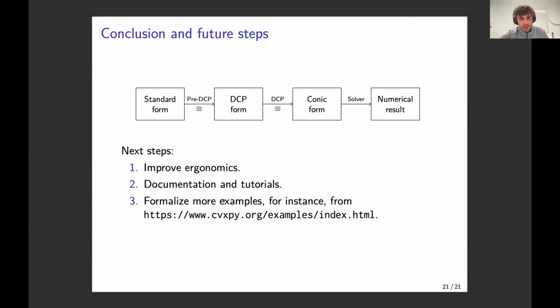Then, of course, documentation and tutorials. We've seen some great tools for documentation, so that's something that I really want to do for CVXLean. And formalize more examples. There's a long list of examples online, such as the ones here. If anyone wants to play around with CVXLean and contribute, that's an easy way to contribute. Just pick an example that you like, formalize it, and make a PR. And I'd be more than happy to discuss that.